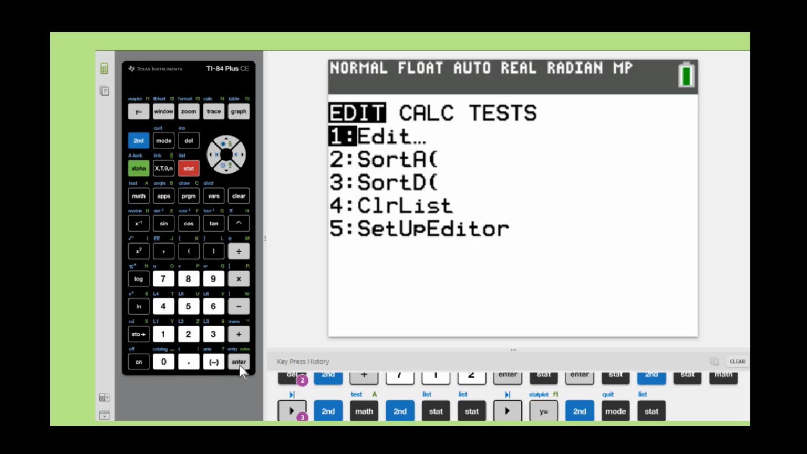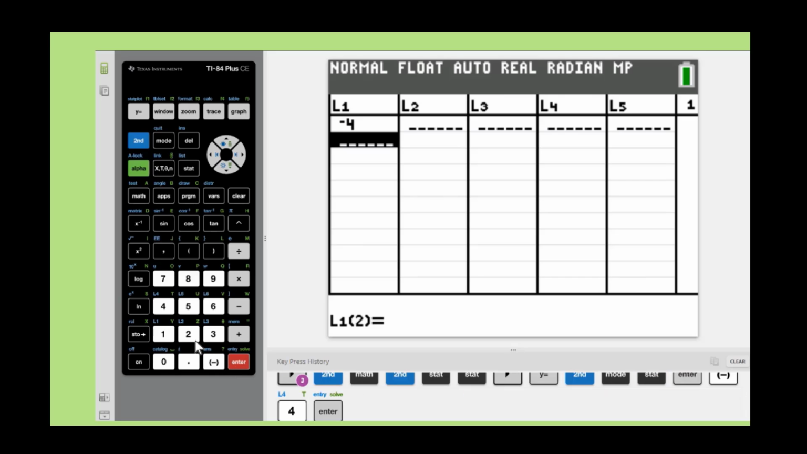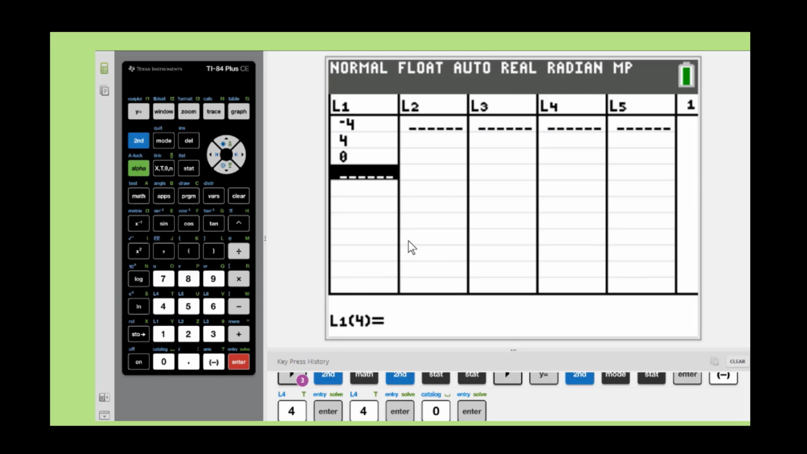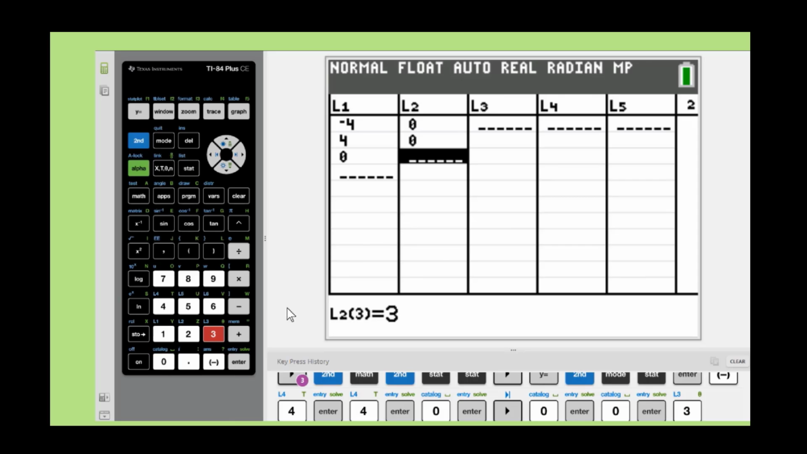So I want to edit 1, but I'm going to put a list of my X's and a list of my Y's. So in list 1, I want -4. And again, this is for a specific scenario. And then I want 4. Basically what I have here are the zeros and the vertex, and I'm going to use those to find my equation. All right, now I'm going to scroll over to list 2. And now I want 0, 0, and then 3. So that means my vertex is at 0, 3. And it is pointing down, which you can't tell from this particular equation, but we're going to work on this right now.